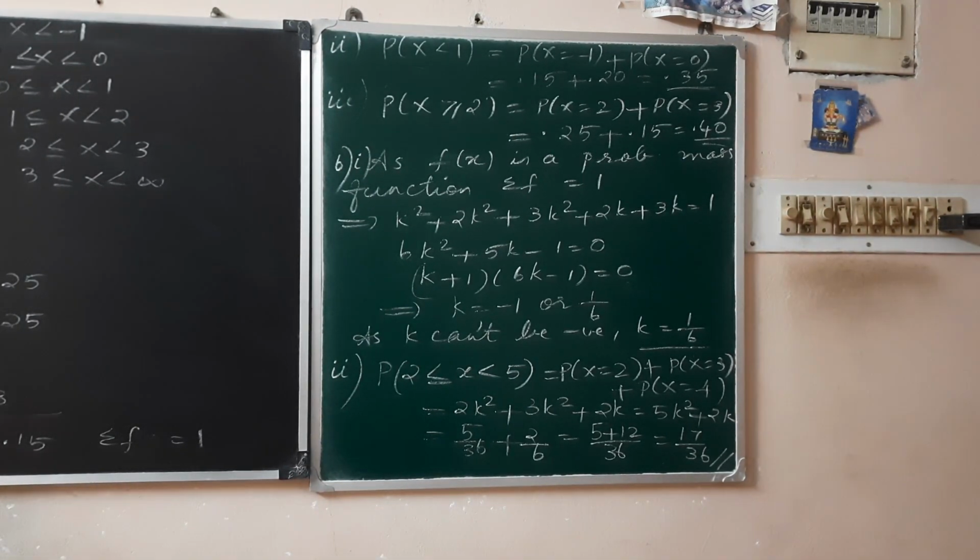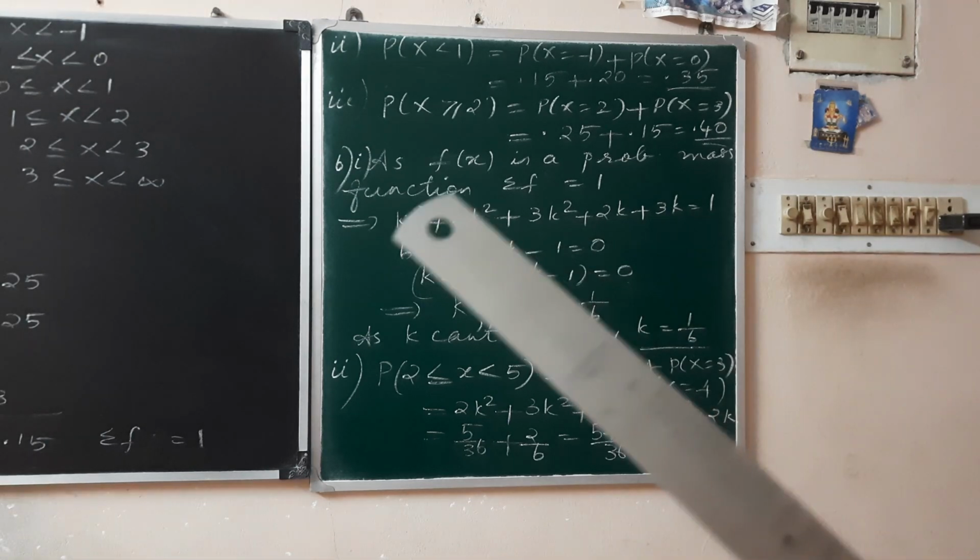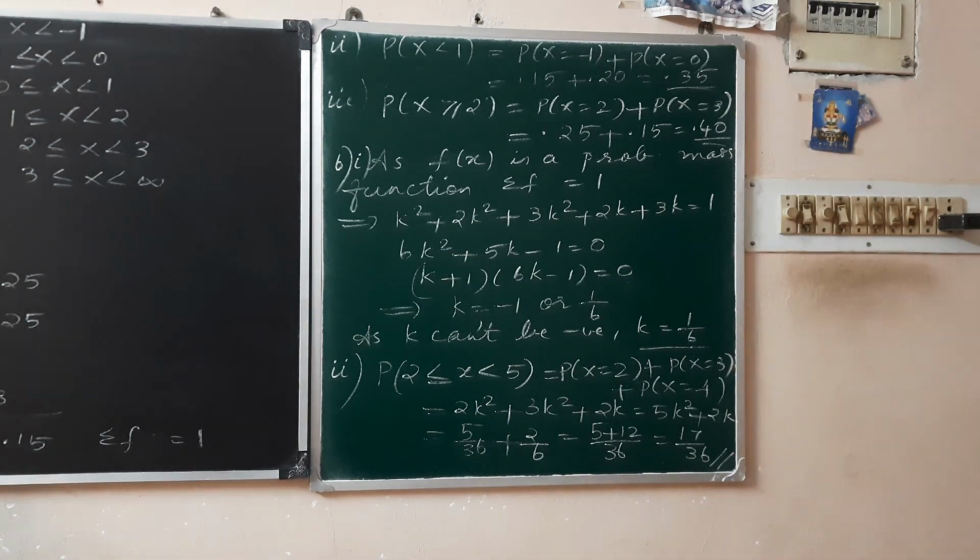And in the sixth question you are given a tabular column. In the tabular column you have the x values as 1, 2, 3, 4, 5. Those are the x values, and the probabilities are given in terms of k square, 2k square, 3k square, 2k, 3k. These are the probabilities, and you are asked to find the value for k and then find some probabilities which they have asked. For finding the probabilities we definitely need the value of k. So the first step, as they have asked, is to find k.